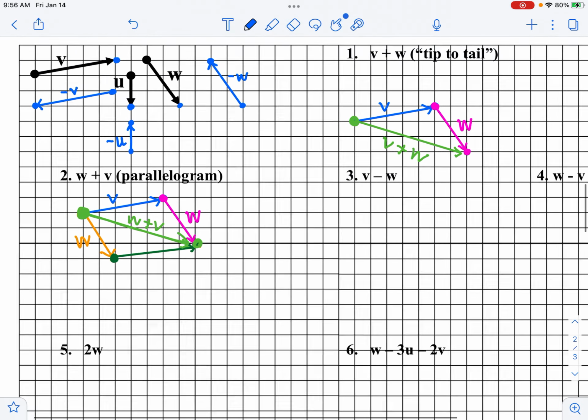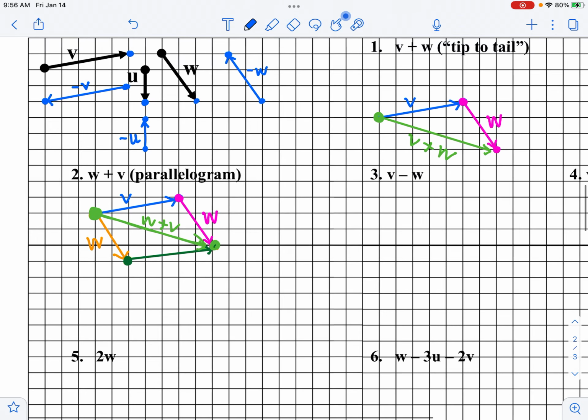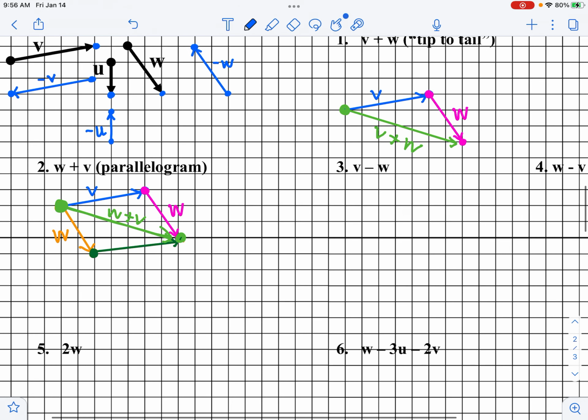All right, we're going to start by drawing v, and then we'll do the opposite of w, or negative w. So we're going to start by drawing v, which is right here. Draw a point, and then go up 1 and to the right 5. Draw a point. Connect those, put in your direction, that's v.